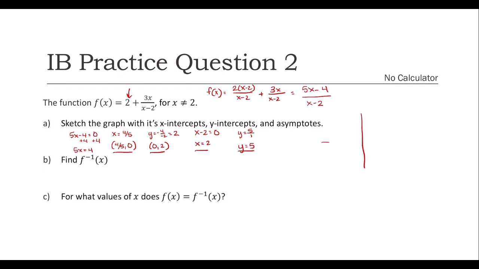So to sketch this graph, we'll start by drawing our asymptotes. So we have x equals 2. We have y equals 5.